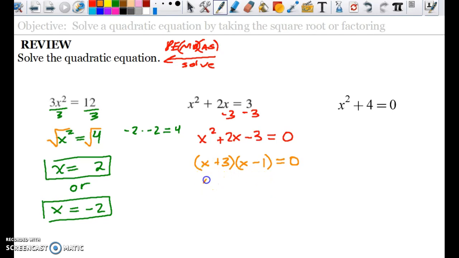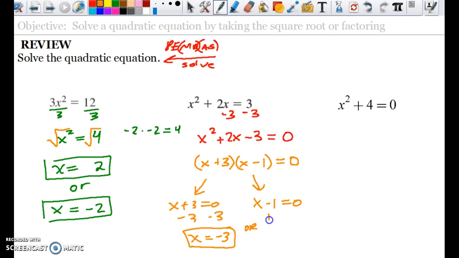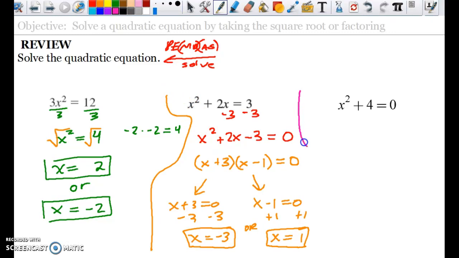So I will take each factor. First, I guess I should check to make sure it works. 3x, negative 1x, okay, that works. I'll take each factor and set it equal to 0 and use inverse operations to solve. So in this case, you have x equals negative 3 after subtracting 3 from both sides. Or if you add 1 to both sides, you get the two answers that we're looking for, because it's a quadratic equation. It should have two answers.